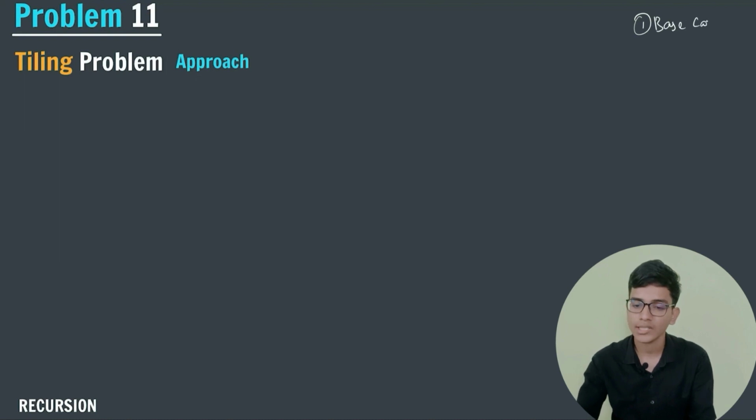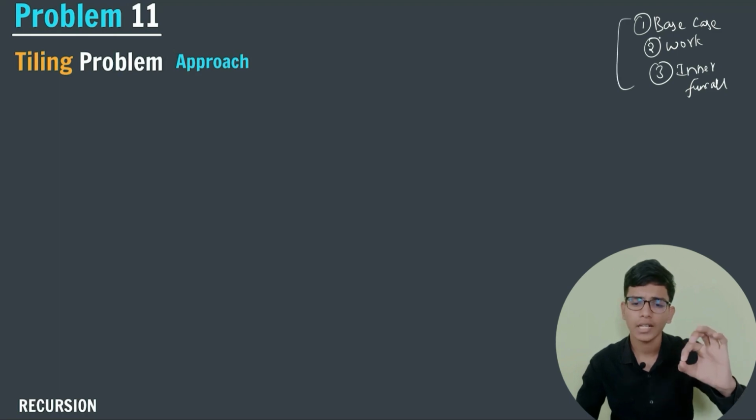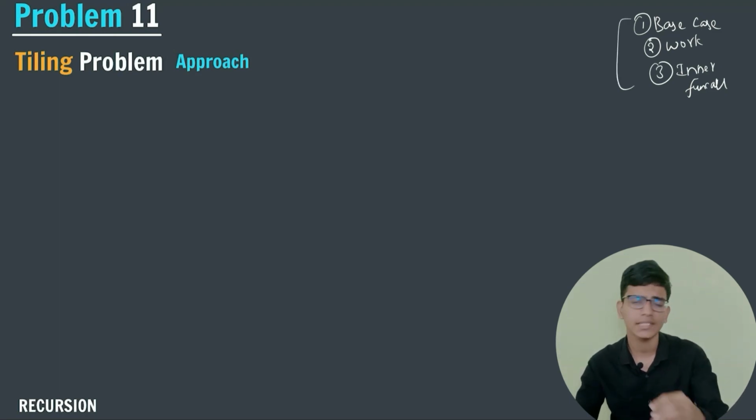So we need to understand what our base case is going to be. What is our base case? The second one is the work which we are going to perform on top of our recursion calling. What is the work I am going to perform in my function? The third thing is the inner function call. If I get clarity on these 3 things, then I can solve any kind of recursion problem. Now let us first of all understand how we can get the base case for this particular question.